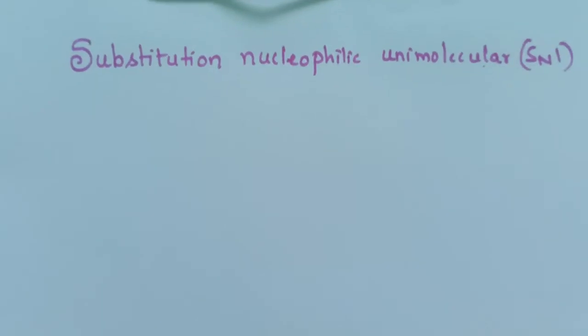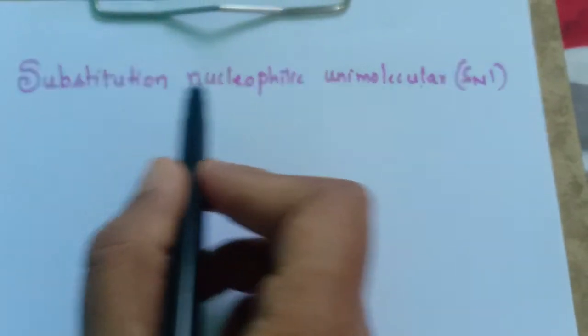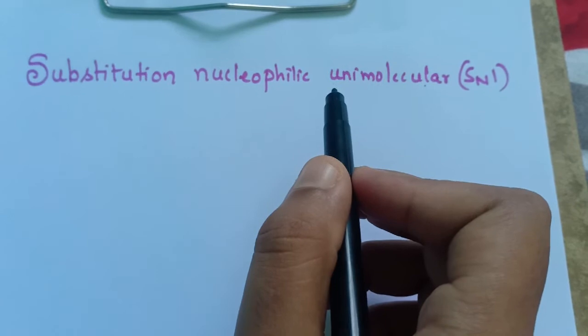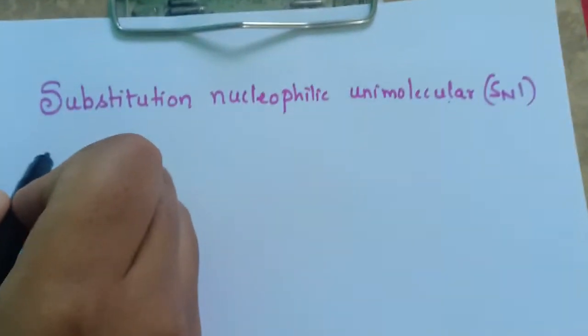Hi students, in this video we shall learn about the SN1 mechanism, that is substitution nucleophilic unimolecular. It is called the SN1 mechanism because it follows first order kinetics.